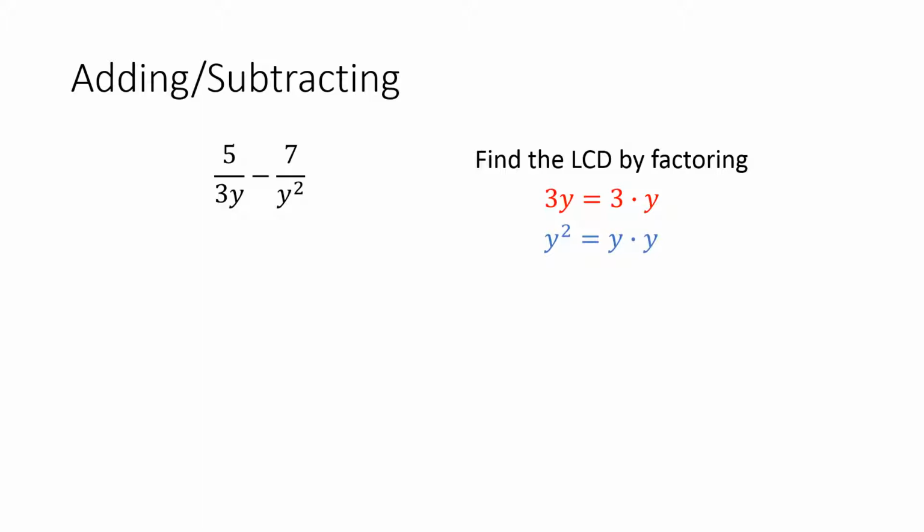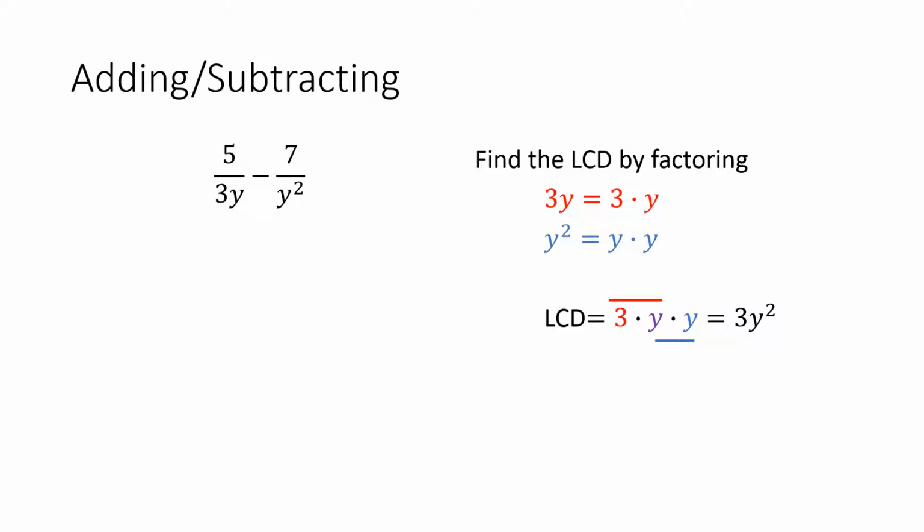Now again, they're going to share a common factor. So when I build my LCD, that 3y and the y squared can share that y. Again, I want to make it as small as possible. And as long as I can see each of my original denominators in my LCD, I'm good. So my new LCD is 3y squared. And I have to ask myself, how can I make the others look like that by multiplication?